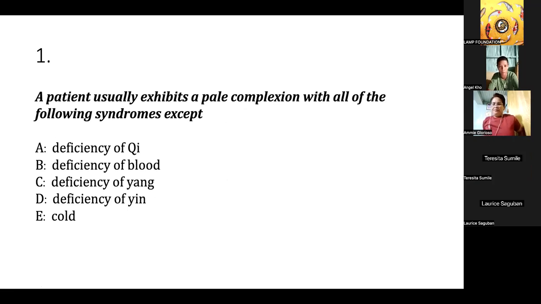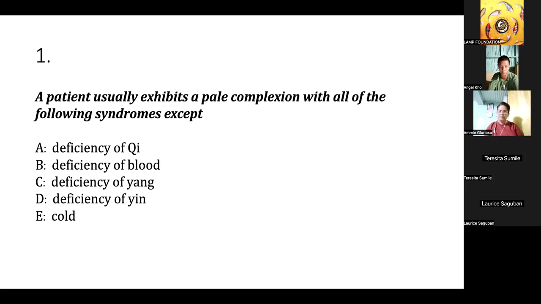Okay. Bakit po? All the four, deficiency of Qi, blood, Yang, and cold, magkakaroon ng pale. So ano po itsura pag may deficiency of Yin? Di ba, there is always a possibility na pag kulang sa Yin, you can have a hot malar flush. Mapula. Kasi pwede siyang magkaroon ng empty heat. Do you remember that? Yes, Doc. So this is the exception. So the answer is correct.